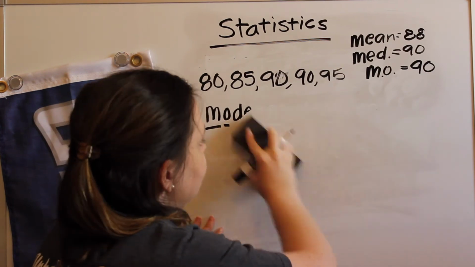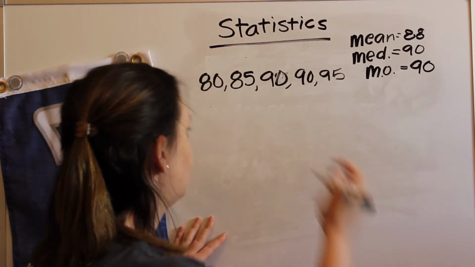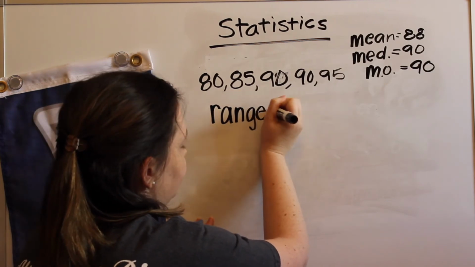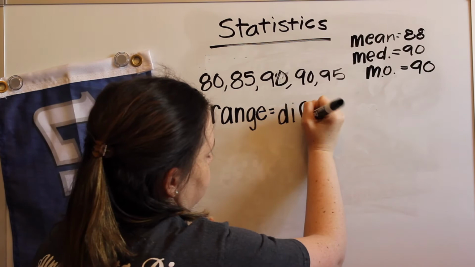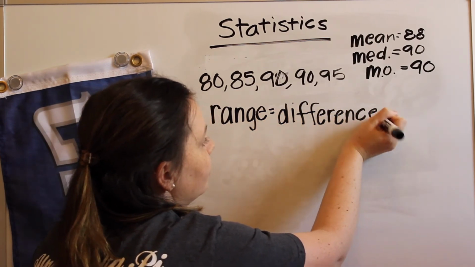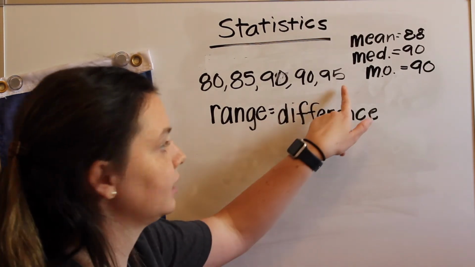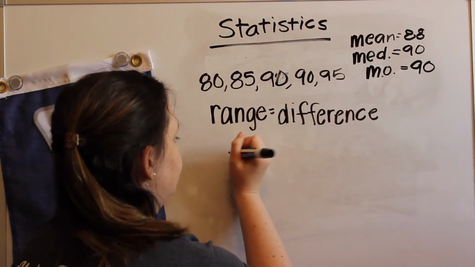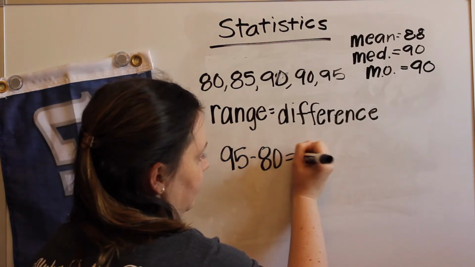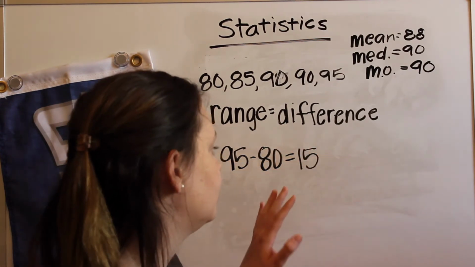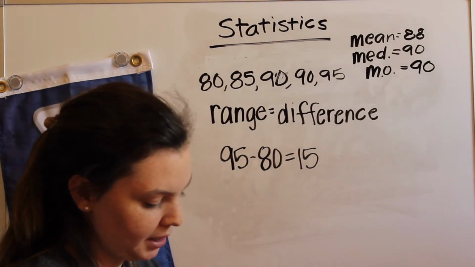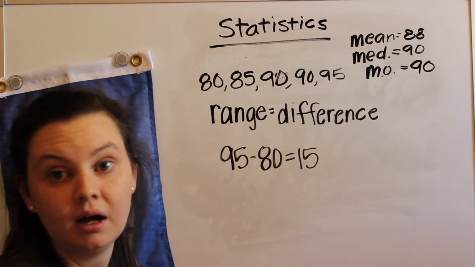Alright, and then for your last number, you have range, which, as a reminder, is the difference. So we are going to be subtracting, and you're going to subtract your greatest number from your smallest number. So 95 minus 80 equals 15. So there's about 15, in this case percentage points, that I can expect my students' grades to be in.